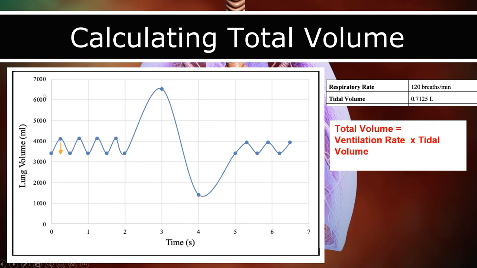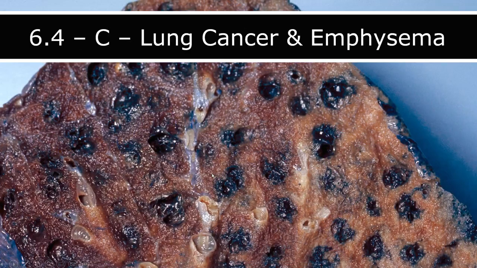Okay. So to calculate the total volume, that's just a straight equation. You would take your ventilation rate, which in this case, say we're doing the one at rest, would be 120, times the tidal volume, which again is peak minus trough, which would be around 0.7125. So total volume would be both of those multiplied together. I have no idea what that number is, but that would be what the total volume is.